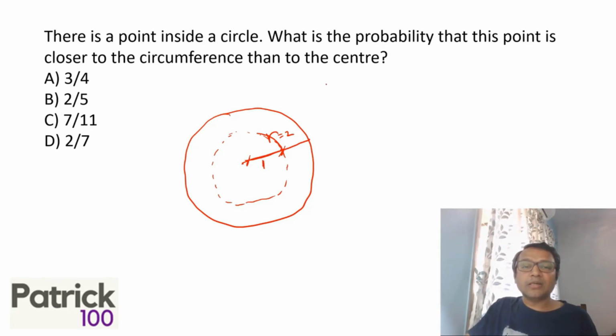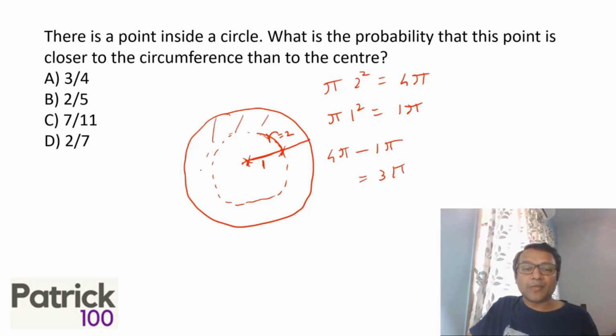Area of the whole circle is pi into 2 square, 4 pi. And area of the circle which is 1 away from the center is pi into 1 square, which is 1 pi. So point inside the circle, if it's inside this 1 pi, it's closer to the center. Else away, apart from this 1 pi, 4 pi minus 1 pi, let's say, if it's any of the 3 pi which is outside here, this is 3 pi area outside, then it's closer to the circumference. That means the probability that it's closer to circumference will be 3 pi divided by the total area 4 pi, which is 3 by 4.